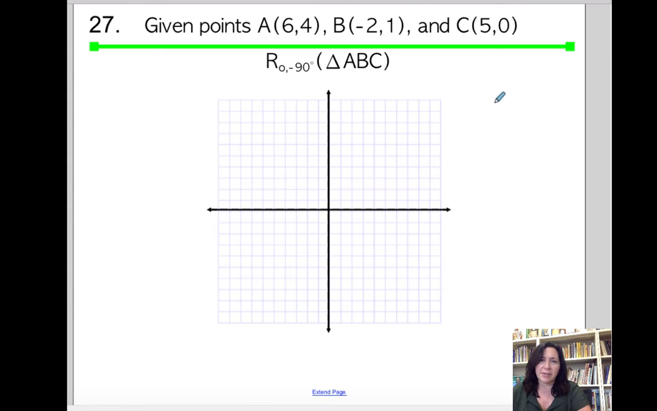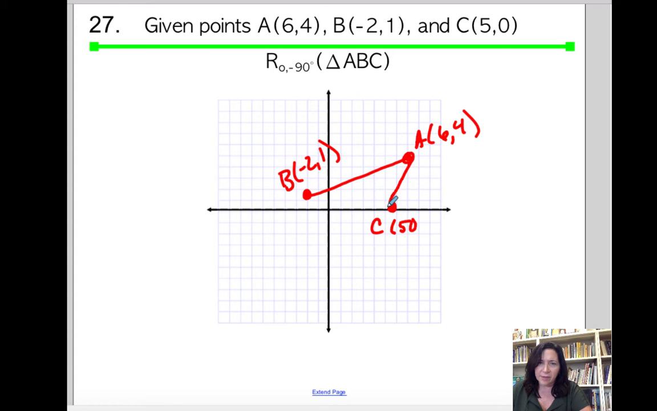Okay, so now this one is saying, given these points, again, these are the same points. So 6, 4, so there's my A, and that's 6, 4. B is -2, 1, so B is -2, 1. And C is 5, 0. So there's C, which is 5, 0. And we connect the points like that.